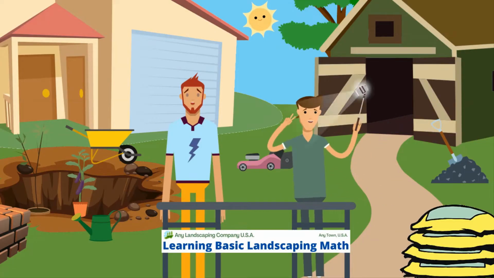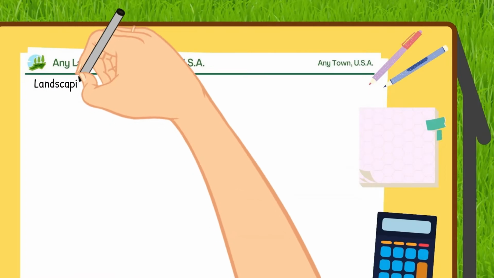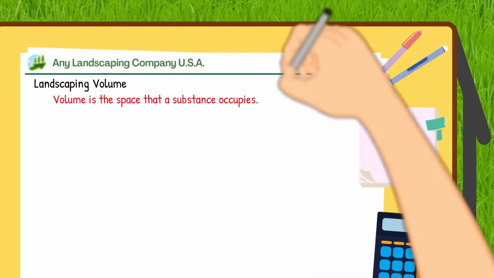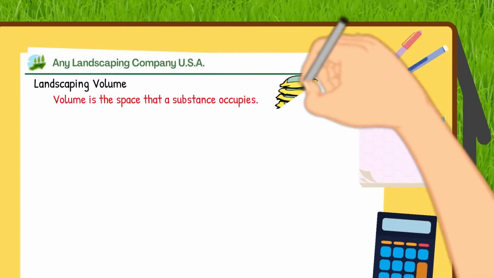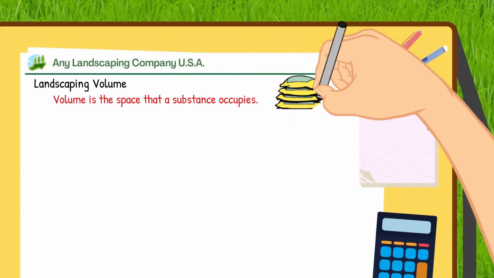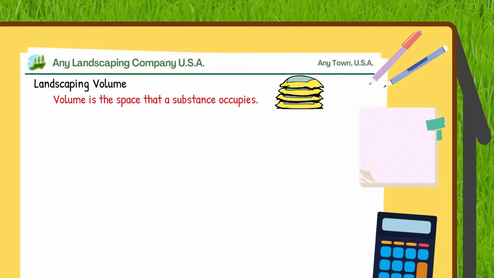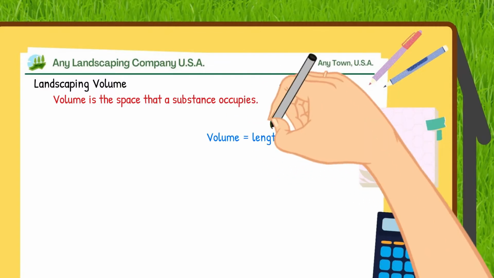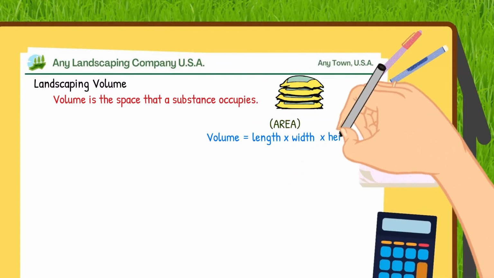Now let's move on to volume. In landscaping, volume is the space that a substance occupies. Like if we need to fill up a flower bed with mulch or topsoil. It will help us know exactly how much of it we need to put in. To calculate volume, we need 3 measurements. We need to multiply the length times width, which is the same as area, by its height.